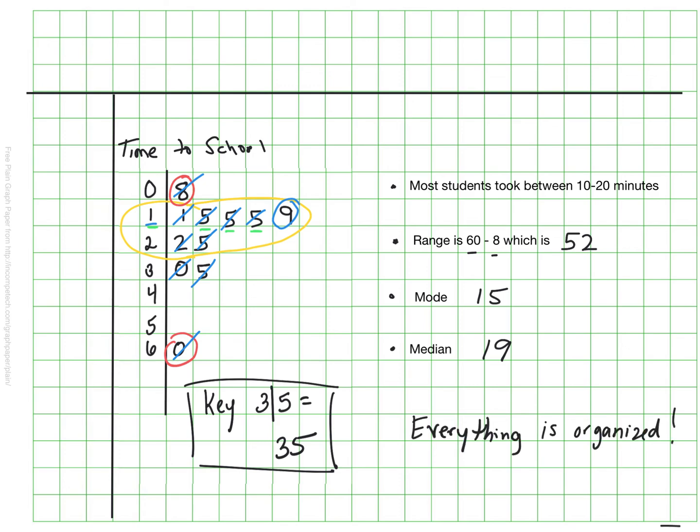So I can work my way inward and find the median using my stem and leaf plot. What's nice about this stem and leaf plot is that everything is organized once you have it all in there, and you can find all that information rather quickly. Or if someone's presenting it to you, you can read it with relative ease.